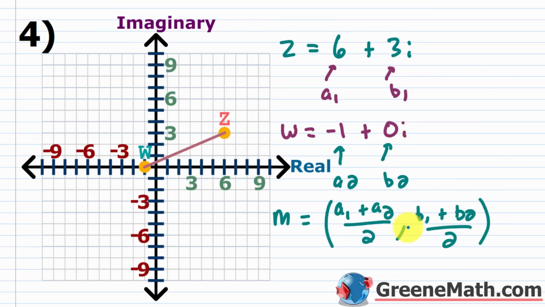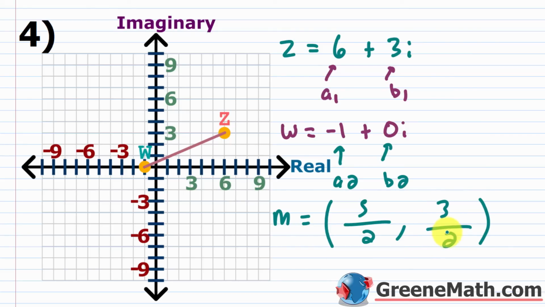Okay, so you're just going to plug into this. So here, this is 6 and this is negative 1. So 6 plus negative 1, let's just do that now. That's going to be 5, so this is 5 over 2. And then for this one, this is 3 for b sub 1, and this is 0. 3 plus 0 is obviously 3, so this is just 3 halves.